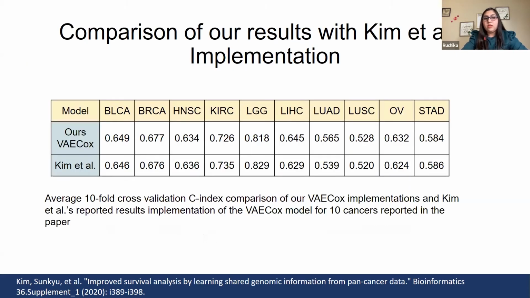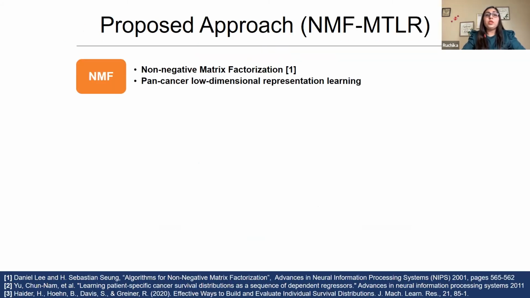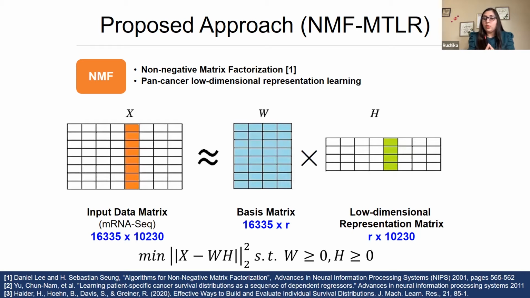And these are the results which we obtained for the 10 cancer types which they reported in the paper. After making sure that our results were close enough to the results which they reported, we proposed another approach for individual survival distributions. This approach was based on non-negative matrix factorization. Here, first, the objective was again to learn a low-dimensional representation from high-dimensional RNA-seq data, and that was done using non-negative matrix factorization.